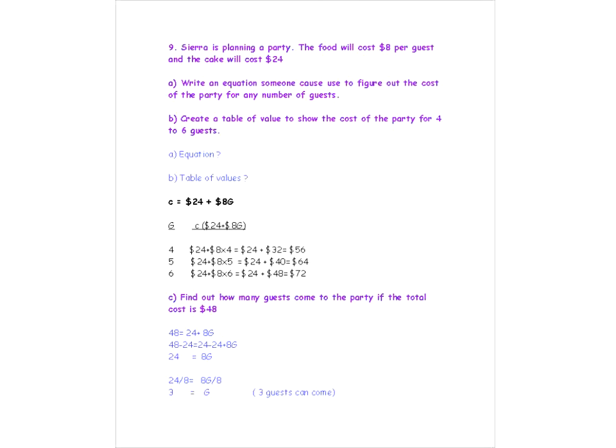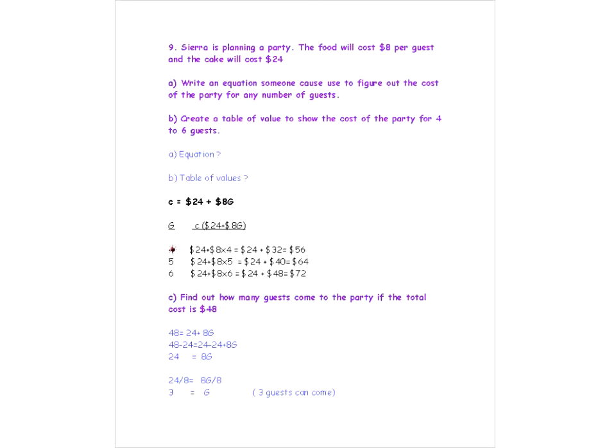Okay, so for our equation, we're looking for one to figure out the cost of the party. So the cost is $8 per guest plus $24. So cost equals $24 plus 8 times G, where G is the number of guests. That's our equation. Now B says use this equation to find the cost of the party for 4 to 6 guests. So we're just looking at the numbers 4, 5, and 6 for G. That's what we're going to plug in for G.